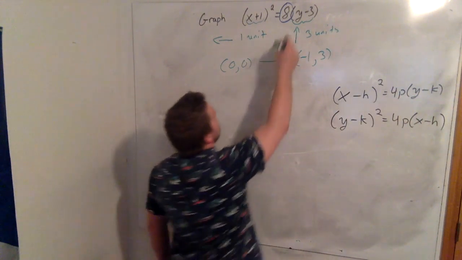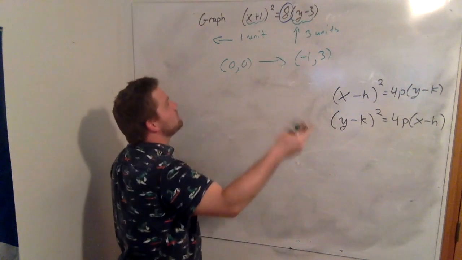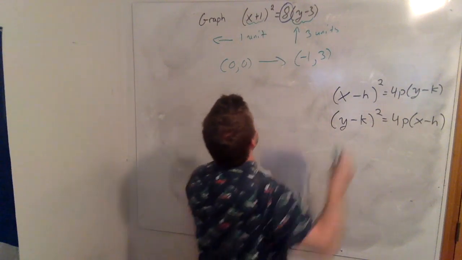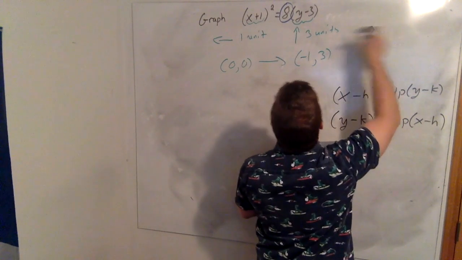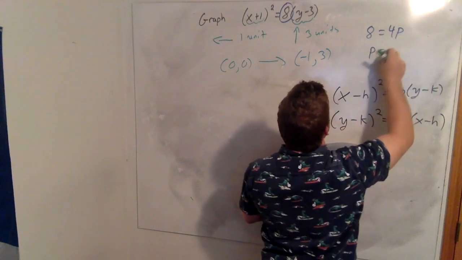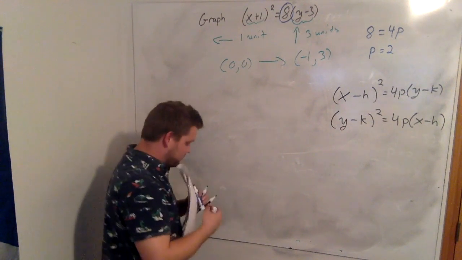So we can always still look at the coefficient in front of the y minus or y plus piece, and that'll still be our 4p. So here we have that 8 equals 4p, or we have that p will be 2 if we divide both sides by 4. This is all we need to graph our parabola.